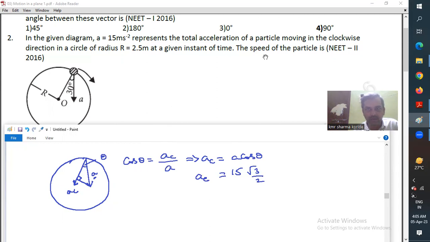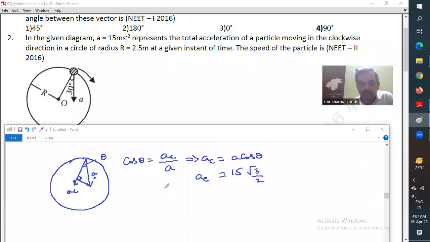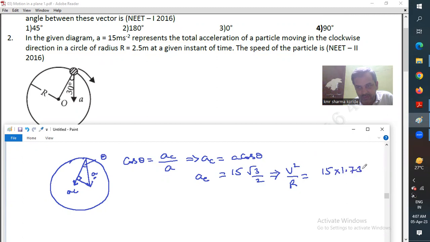Now, we are looking for the speed of the particle. So get back to the equation of centripetal acceleration: v square by R is equal to 15 root 3 by 2. Root 3 is roughly 1.732, divided by 2. Looking for v square, v square is equal to 15 into 1.732 divided by 2, into R. How much is R? 2.5. So therefore, this is going to be 1.25.